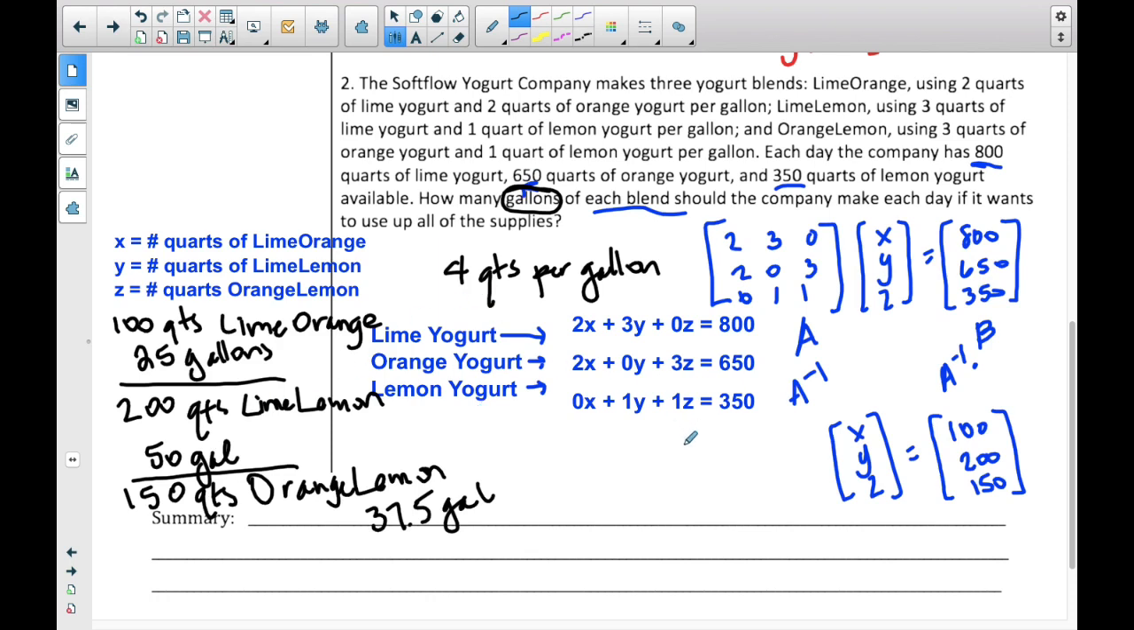That is the end of today's lesson. On the back side of this are the word problems that we will be doing, but we will do those in class together.